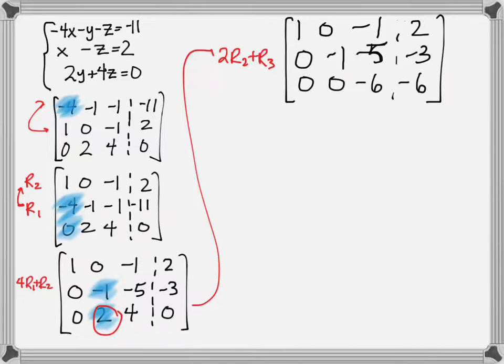We're one step away from row echelon form. I'm just going to get rid of that -1, make it a positive, and divide the last row by a -6 also. So I'm going to have -1 times row 2, and 1/6 times row 3.